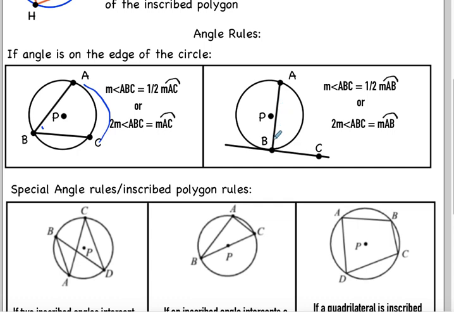This is formed by a chord and a tangent line. A tangent line is a line that brushes the edge of the circle. It touches the circle in one spot and doesn't go through the interior of the circle. So for this angle here, it would be half of this arc that goes all the way around from A around to B.